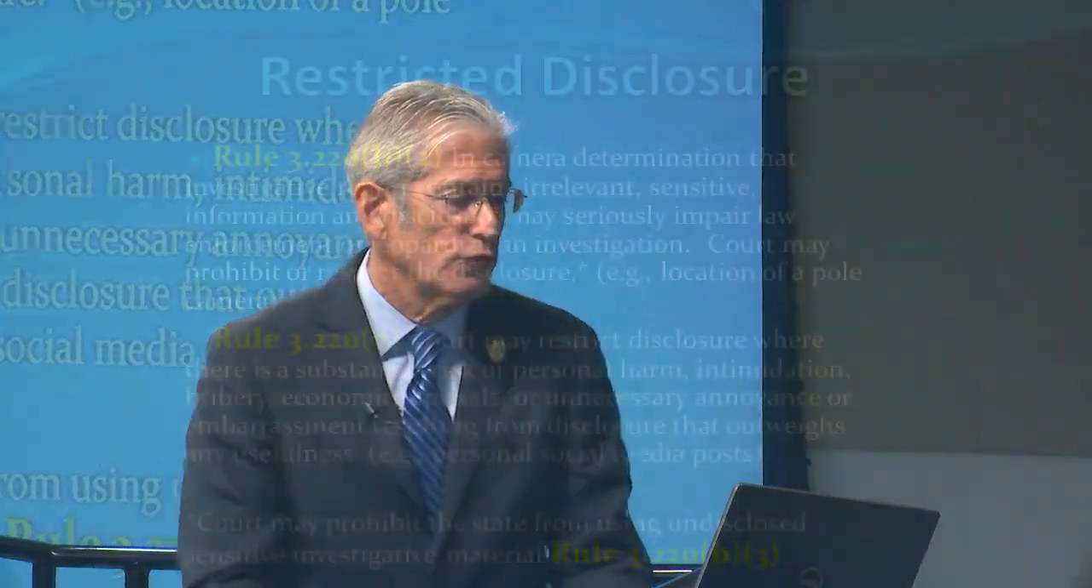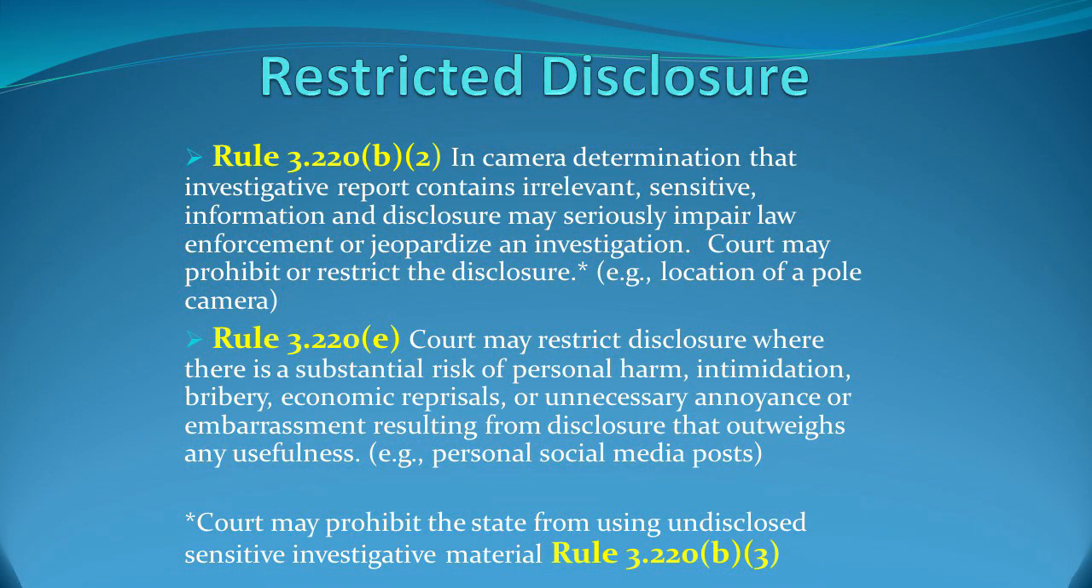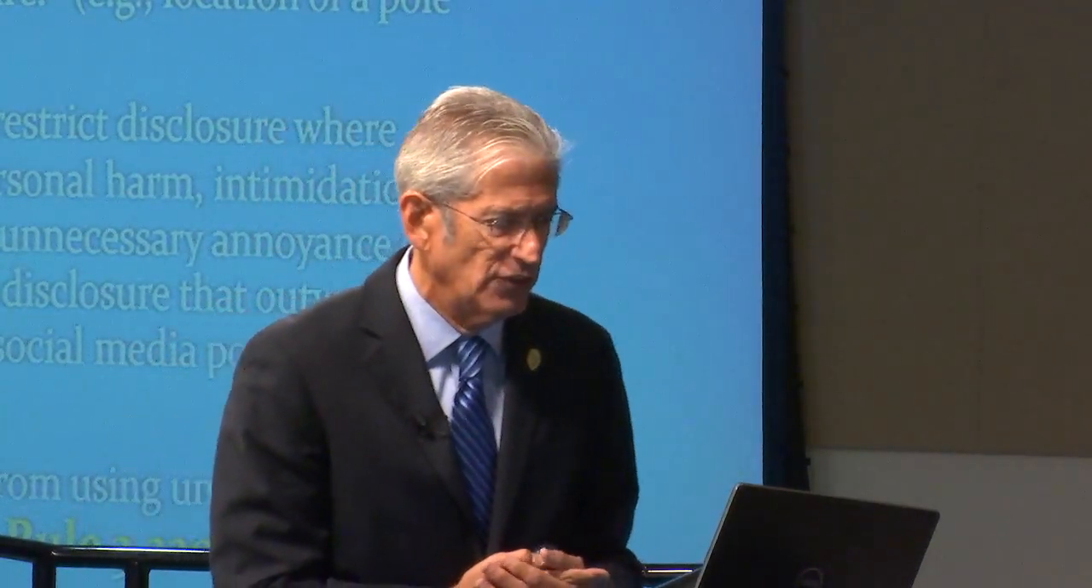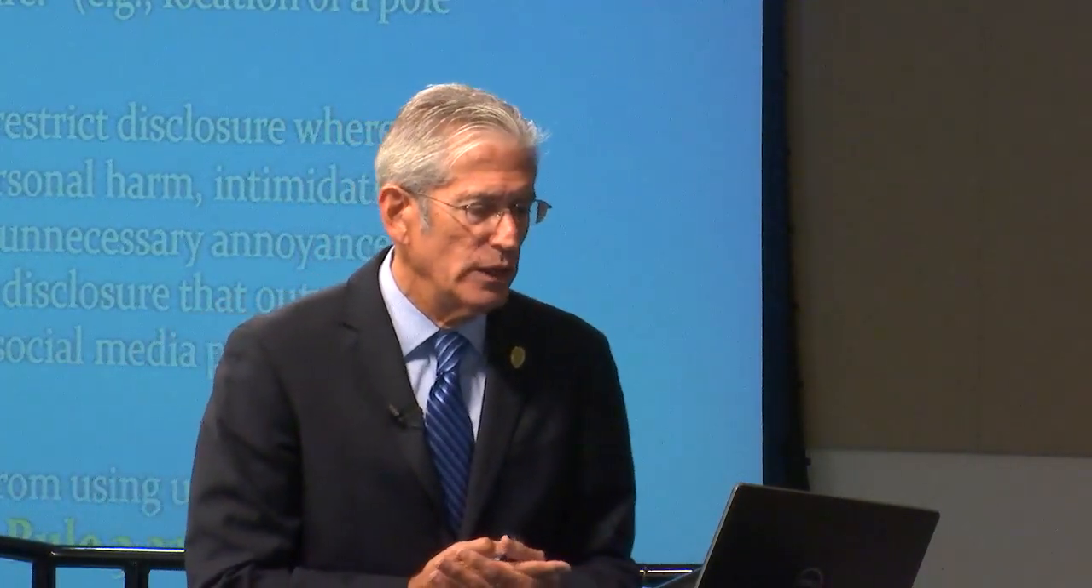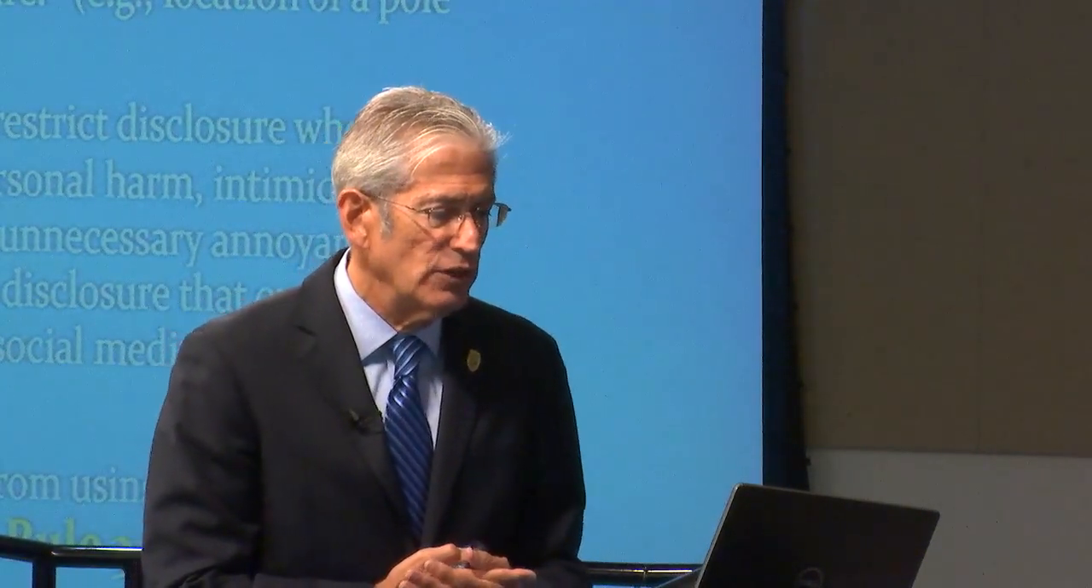Now, restricted disclosure, Rule 3.220(b)(2), you can go for an in-camera determination that an investigative report contains irrelevant, sensitive information, or the disclosure may seriously impair law enforcement or jeopardize an investigation. An example of that would be a pole camera or intel that is involved in other ongoing investigations. And that would be taken in camera as to whether the state is required constitutionally or statutorily to release that information to the defendant. Rule 3.220(e), the court may restrict disclosure where there is a substantial risk of personal harm, intimidation, bribery, economic reprisals. I love this line, or unnecessary annoyance or embarrassment resulting from the disclosure that outweighs any usefulness. Talk about personal social media posts.